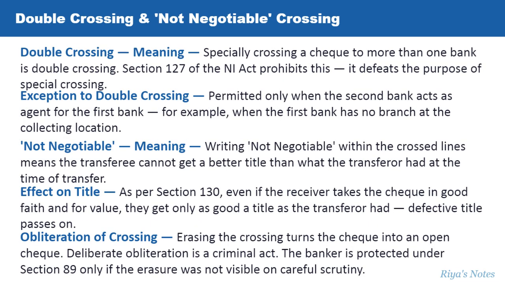Double crossing and not negotiable crossing. Double crossing, meaning specially crossing a check to more than one bank, is double crossing. Section 127 of the NI Act prohibits this. It defeats the purpose of special crossing. Exception to double crossing: permitted only when the second bank acts as agent for the first bank, for example, when the first bank has no branch at the collecting location.